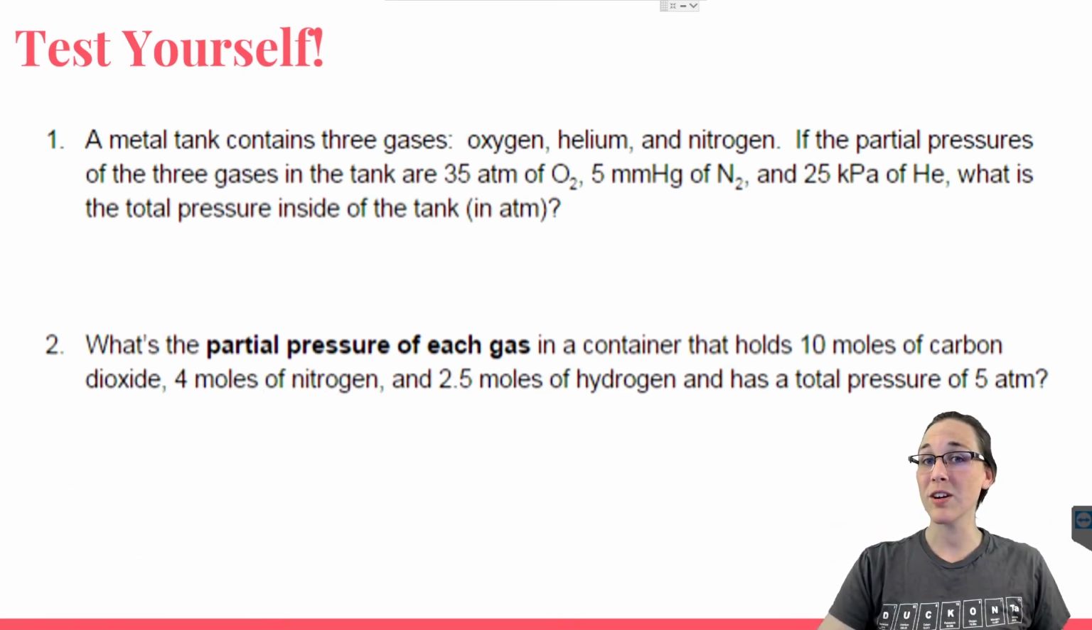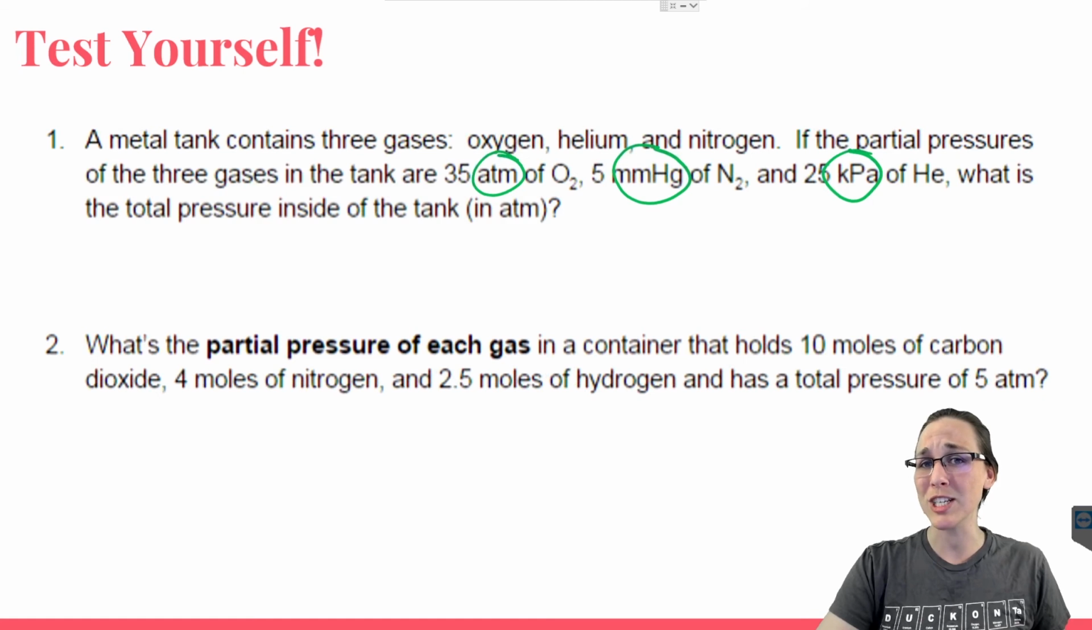In this lesson, we learned how Dalton's law basically is just addition. We can find the total pressure of a container or a system just by adding up the partial pressures of each gas. Now, it's important to note that the units of each gas need to match. So that's where this question is particularly tricky. You have to convert them all to one chosen unit and then add them together. It doesn't matter which unit you choose, just pick one and make sure they're all uniform.